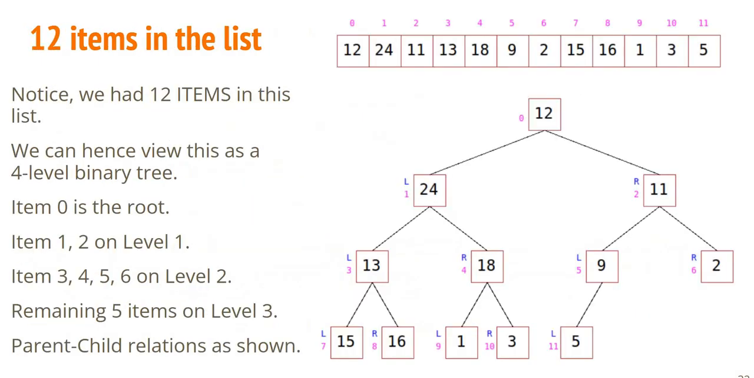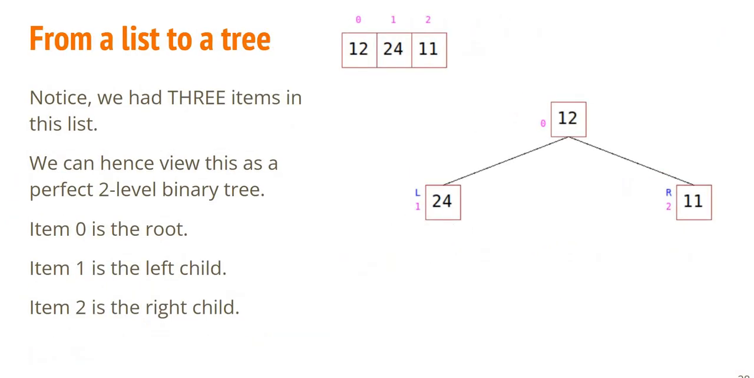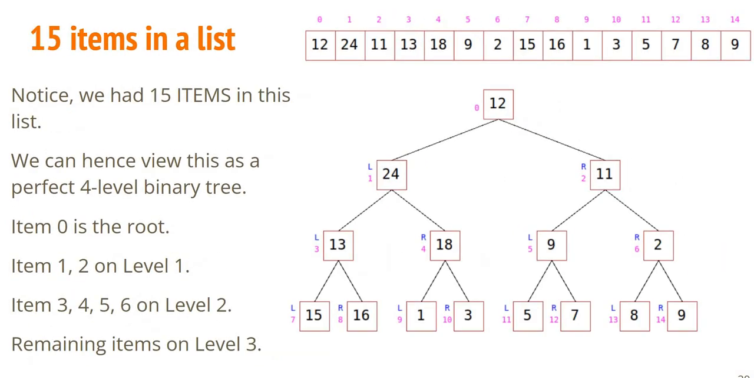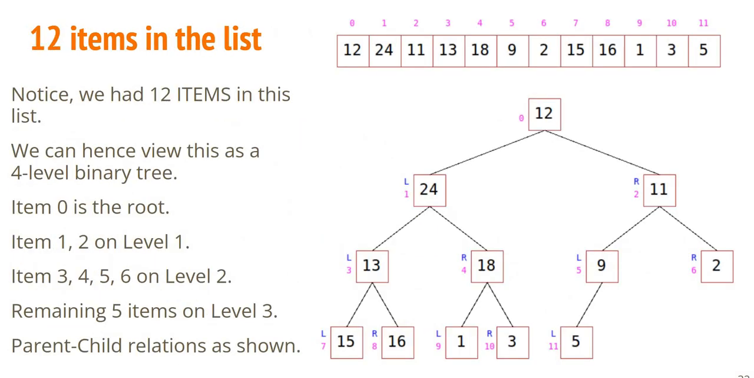What happens if I do not have a perfect tree forming? So far, whatever I looked at, say 3 items, 7 items, 15 items, clearly those are perfect trees. But what happens if I have only 12 items in the list? Well, worry not. All I'm looking for is a complete tree, which means I must fill from left to right. I will just take 12, 24, 11, 13, 18, 9, 2. When it comes to the last level, I'll just start to fill from left to right, because that's where my nodes are: 15, 16, 1, 3, 5. So that's what I've done with the 12 item list.